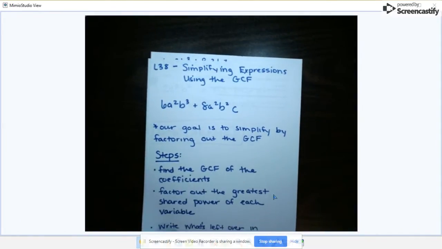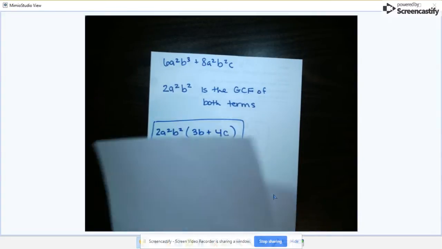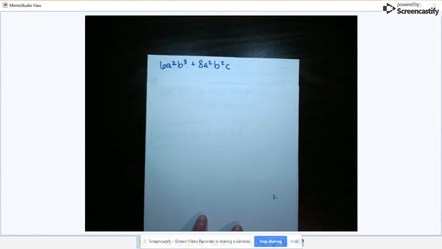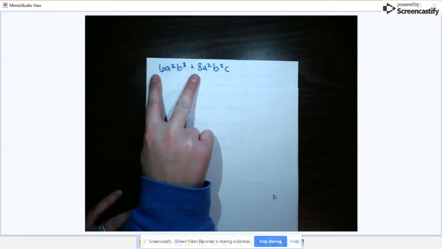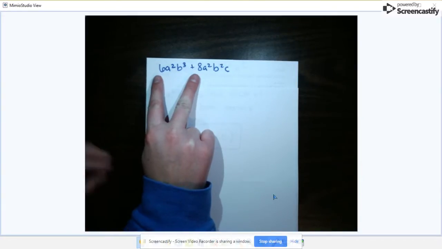Okay, so let's look at an example. We're going to actually do this example that we started with. So we have to ask ourselves, what's the greatest common factor of 6 and 8? Well, you can take a 2 out of both of them. So that takes care of step 1.